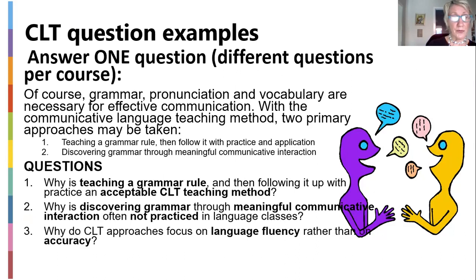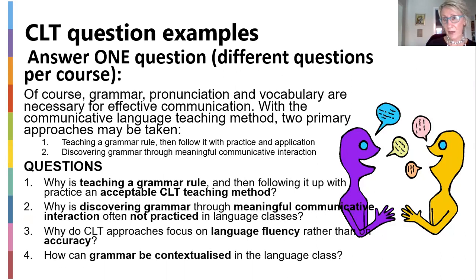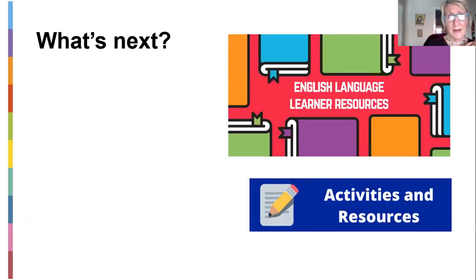There's 1, 2, 3, and 4. And depending on what course you're taking, you will have to provide a 50-word answer for, say, for instance, number 4. How can grammar be contextualized in the language class? And you're going to have to try and answer that. And then 2 people must comment on the different responses. Okay, so that's it. That's all for tonight.